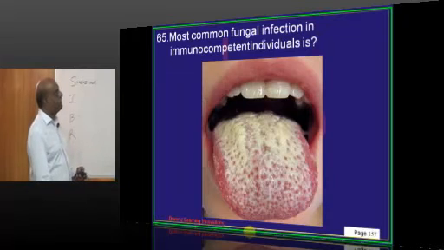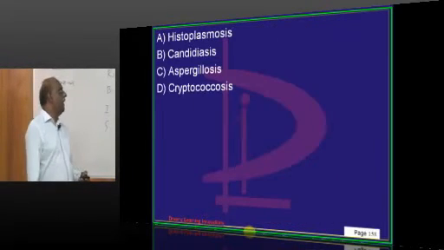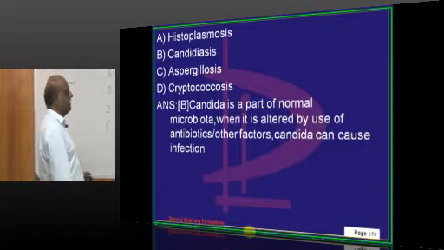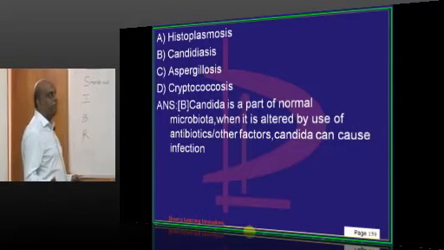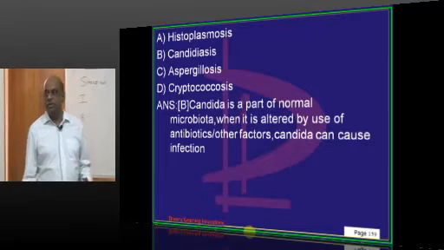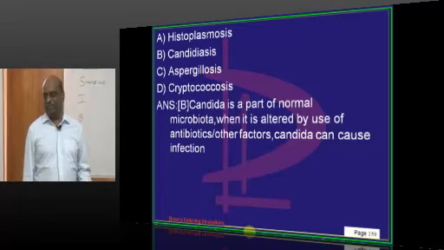In immunocompetent individuals, fungal infections can happen, and that would be candidiasis because it's a part of the normal flora, and it can be altered whenever you are taking antibiotics. So though you are immunocompetent, still you can have candida. Don't suspect every candida as a case of HIV.